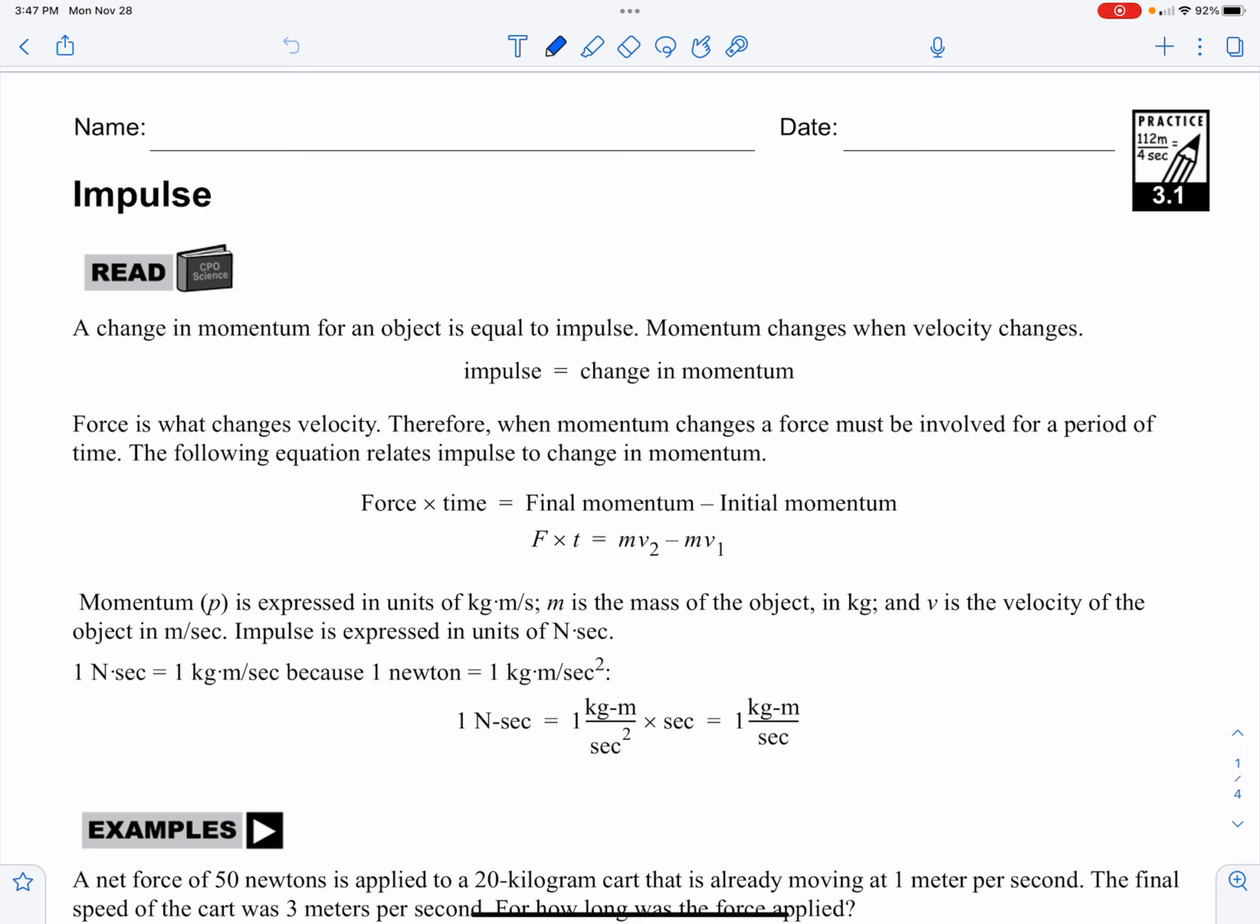If you read along with me, it says that a change in momentum for an object is equal to an impulse. That's what an impulse is. An impulse is a change in momentum. Now, let's just remind ourselves of the various variables and equations we've used up to this point.